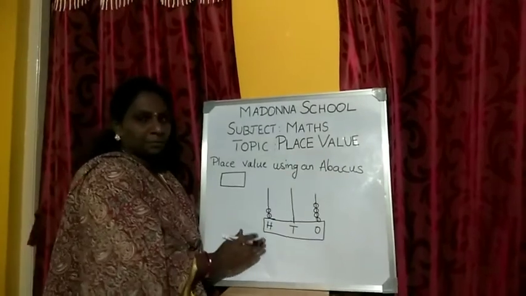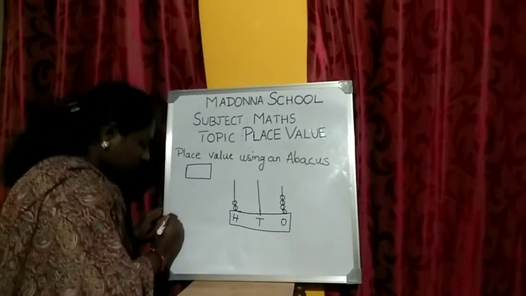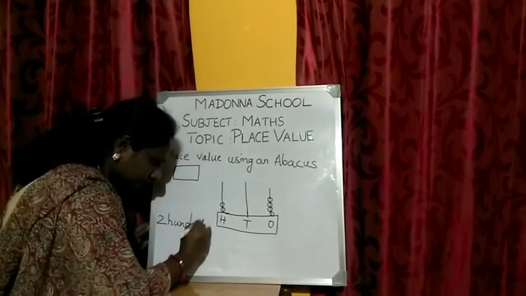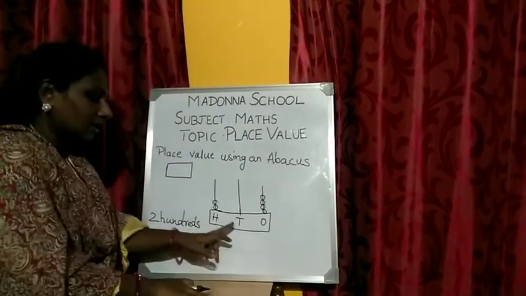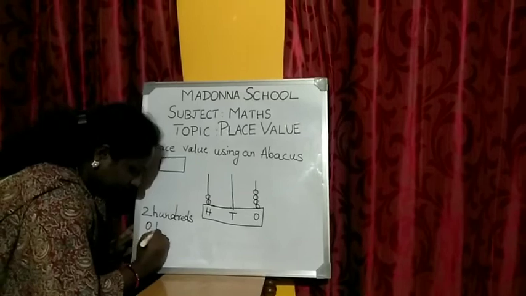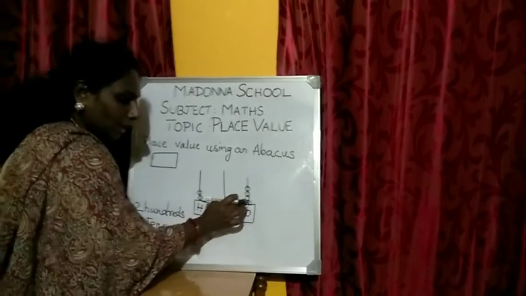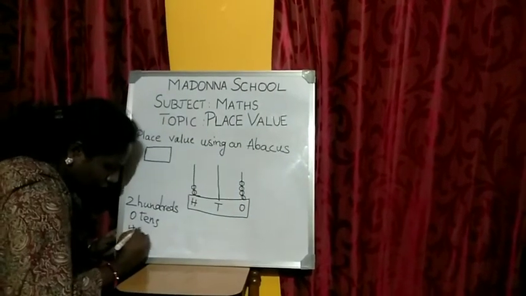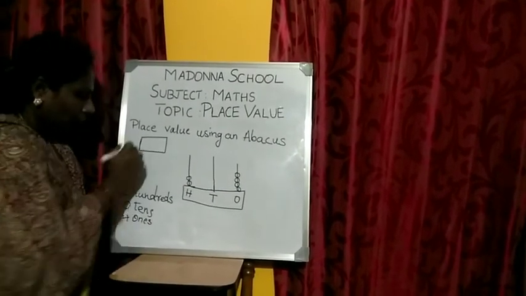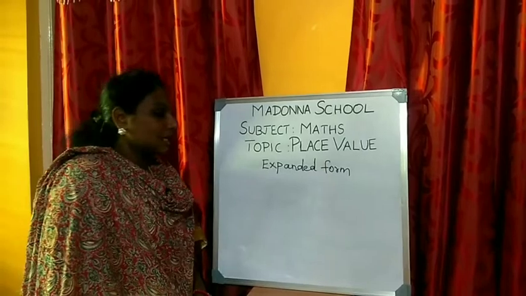Now we'll write the number. See, in hundreds place how many beads are there, children? 2. So it is 2 hundreds. Plus in tens place how many beads are there? There are none. So it is 0 tens. In ones place how many beads are there? 1, 2, 3, 4. So it is 4 ones. So it is 204. What is the number, children? 204. Now we'll see the expanded form.